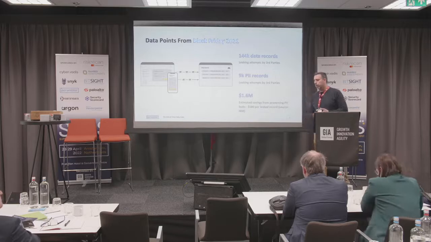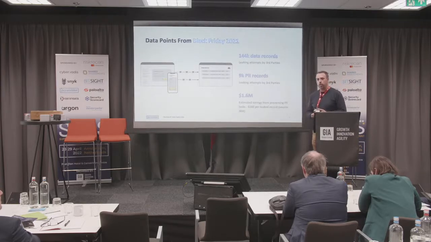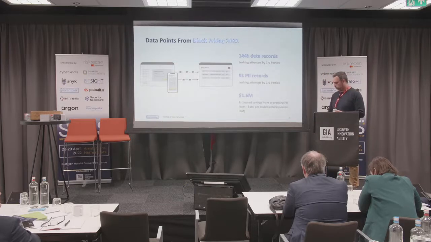If we use the reference $180 per PII leaked cost, we estimate a total of 1.6 million of savings for this customer. So this gives you a number. This gives you a reference of how high the cost can be if this risk is left unattended or unaddressed by your organization.